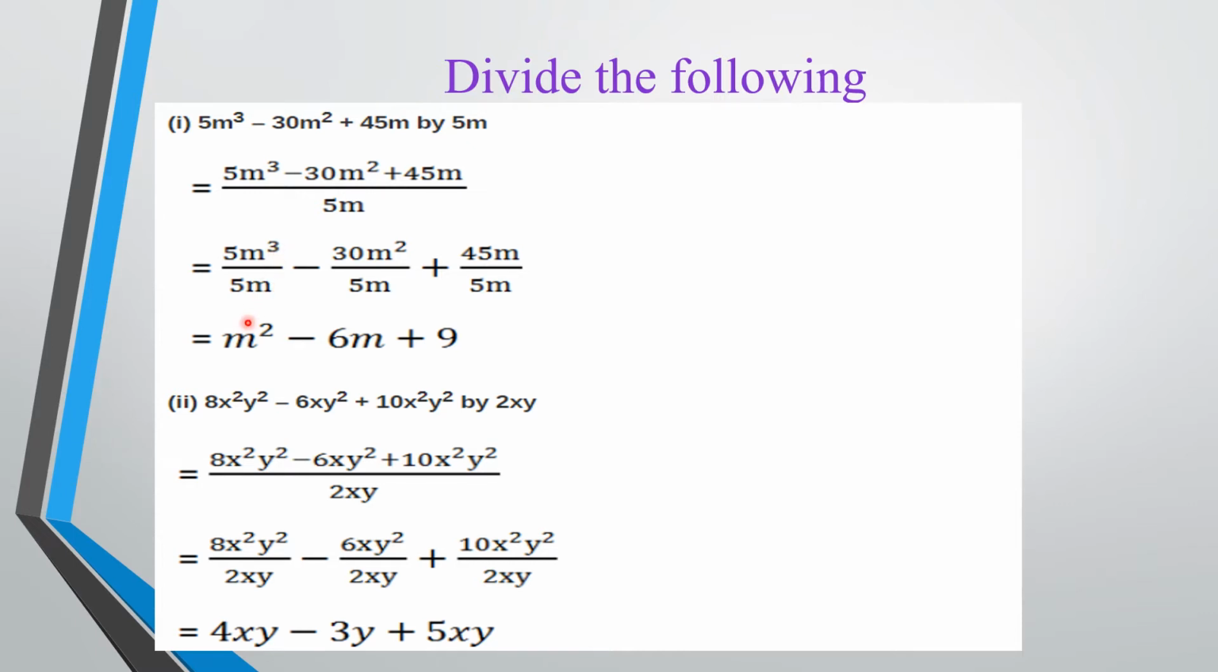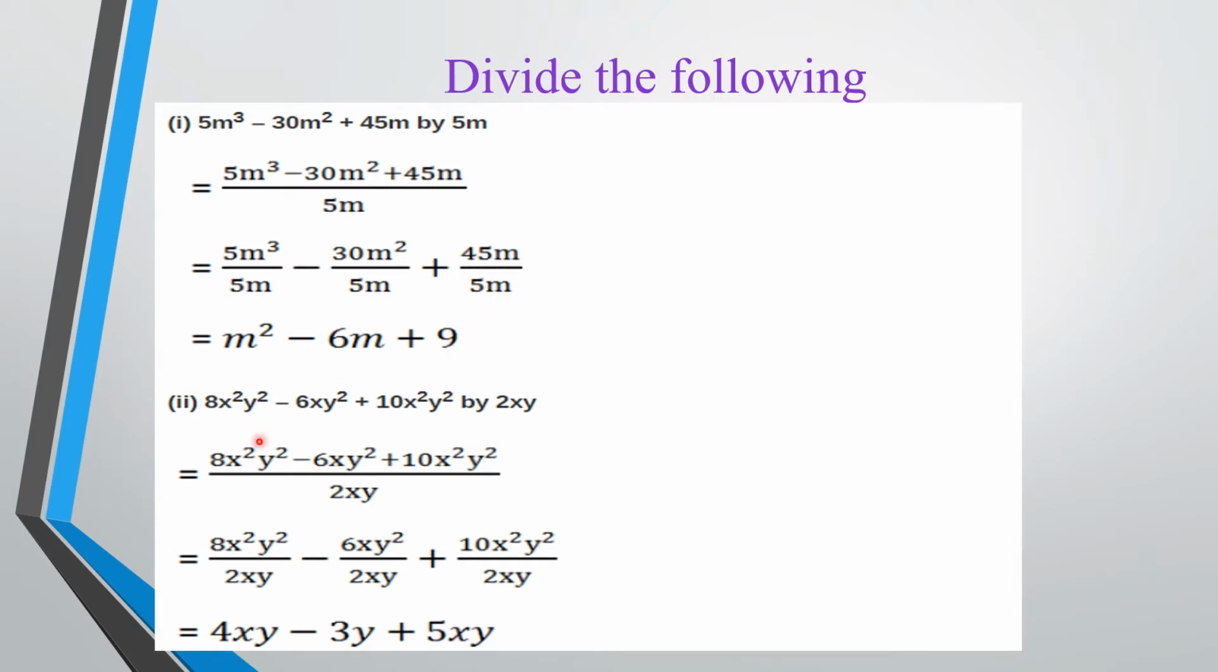We get 5 and 5 gets cancelled. m to the power 3 divided by m, that means the power gets subtracted. m to the power 3 minus 1, we get m squared, and 6 5s are 30, and m to the power 2 minus 1, we get m. 9 5s are 45, and m to the power 1 and m to the power 1 get cancelled, we get 9.